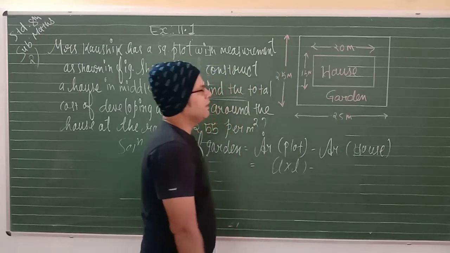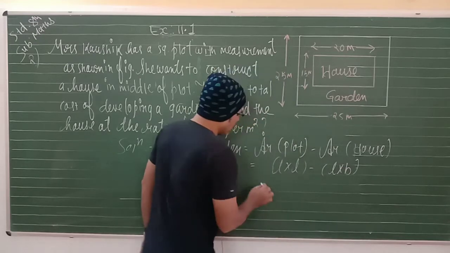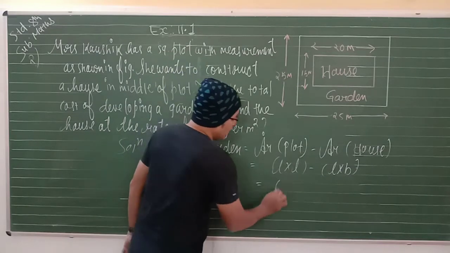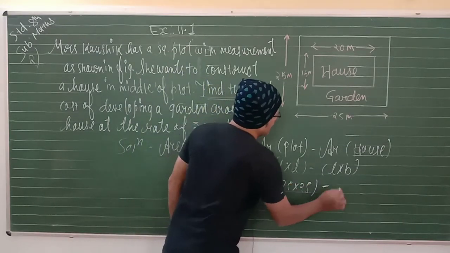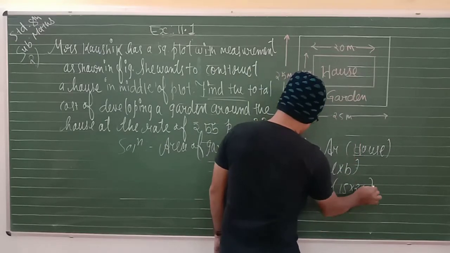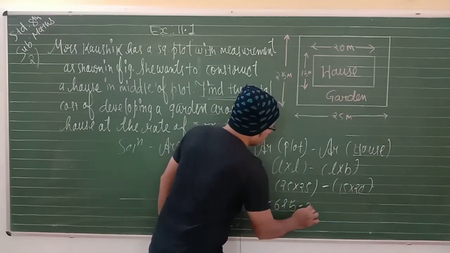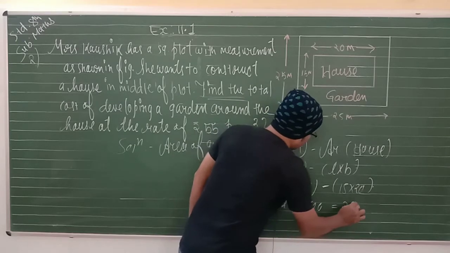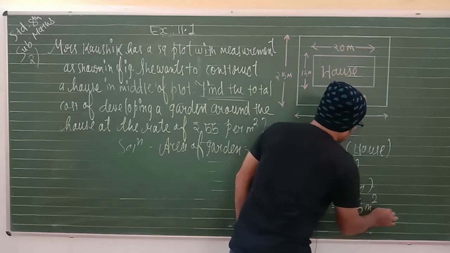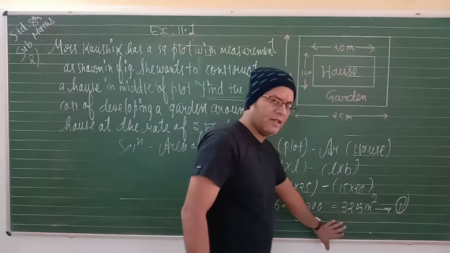The house is given in the form of a rectangle, so L into B. Here you can write side square also: 25 into 25 minus 15 into 20. It means 625 minus 300 is equal to 325 meter square. Result number 1: the area of garden is 325 meter square.